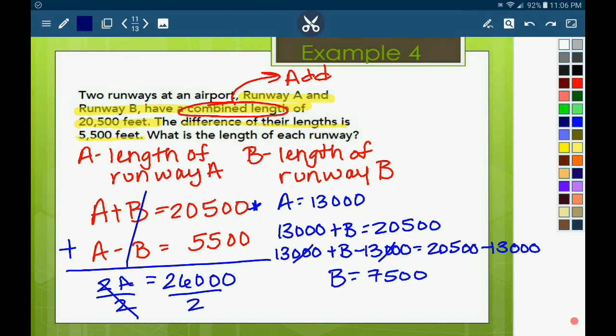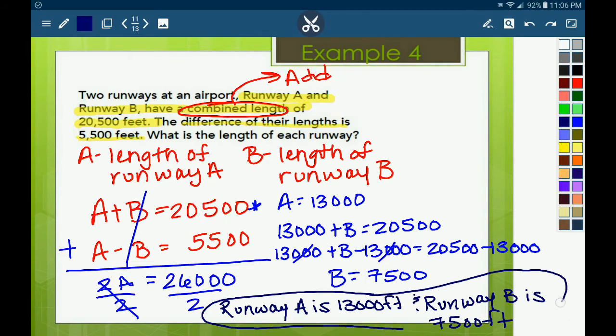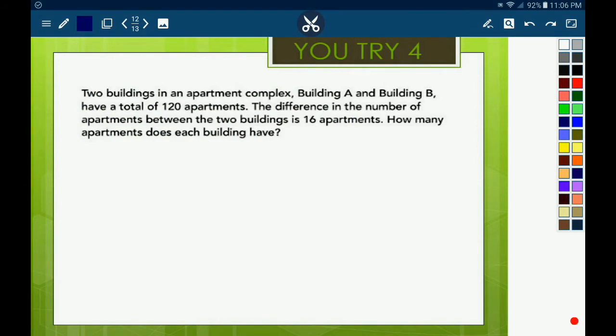So at the bottom, I'm going to put my actual response. Runway A is 13,000 feet. And runway B is 7,500 feet. That's going to be my answer. I want to make sure all of my answers are in the form that their questions are in. So if their questions are real life, then your answers should be real life. So let's try this on your last U try.